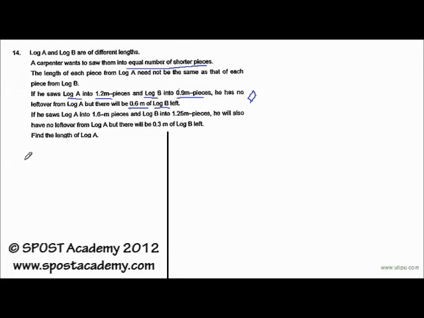Which means that if one piece of log A is 1.2 meters, then the length of log A will actually be 1.2 times diamond, because here it has got diamond pieces of 1.2 meters. So this is for A. While for log B, each piece is 0.9 meters, so the total length of log B will actually be 0.9 times the diamond plus the remaining 0.6 meters. So this is the length of log B.